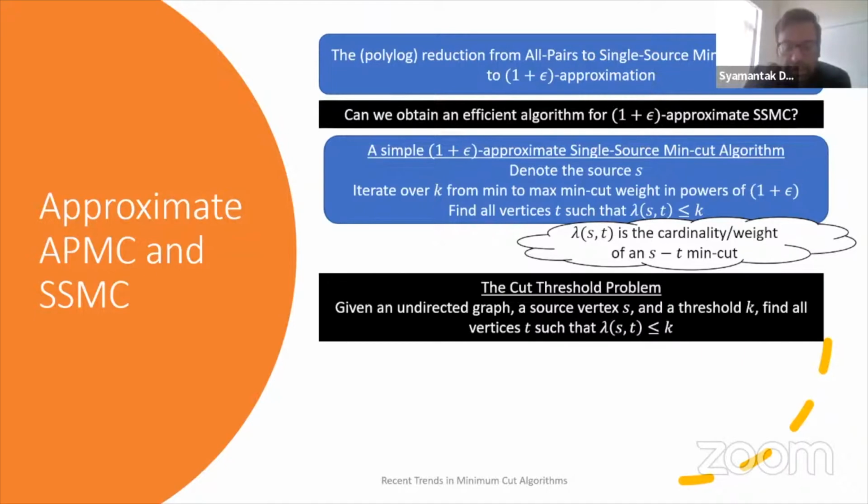What kind of runtime are you shooting for in solving the cut threshold problem? Dependent on k or something? No, it will again be polylog calls to max flow. Okay, I see. So in the single source min cut problem, I have polylog iterations, or maybe even just log iterations, because you have discretized the weights. Yes. As long as I can solve cut threshold in polylog calls to max flow, I'm good.